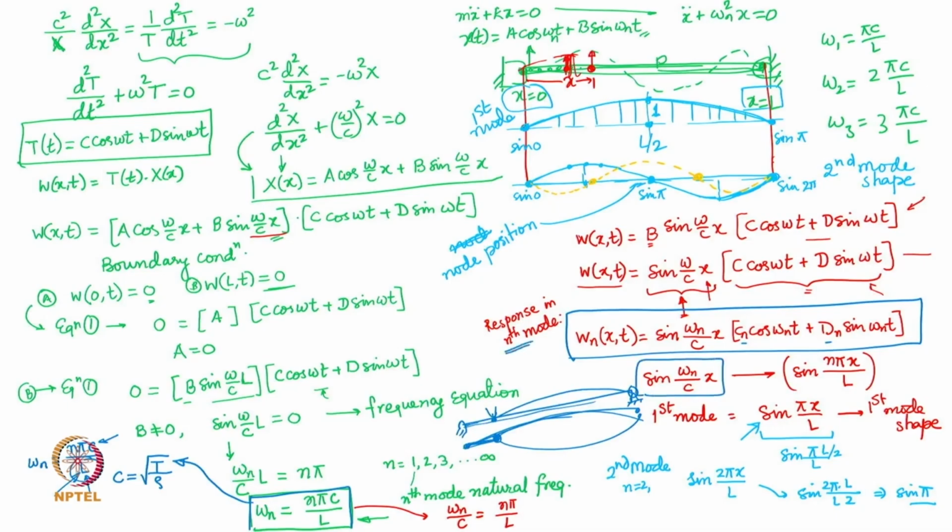Again, you notice here that what we have obtained is the nth mode vibration response, but it is not a complete vibration response. So it is quite obvious that the total response of the vibratory system is going to be the summation of all the modes. All the modes will contribute to the total response of the stretched string.